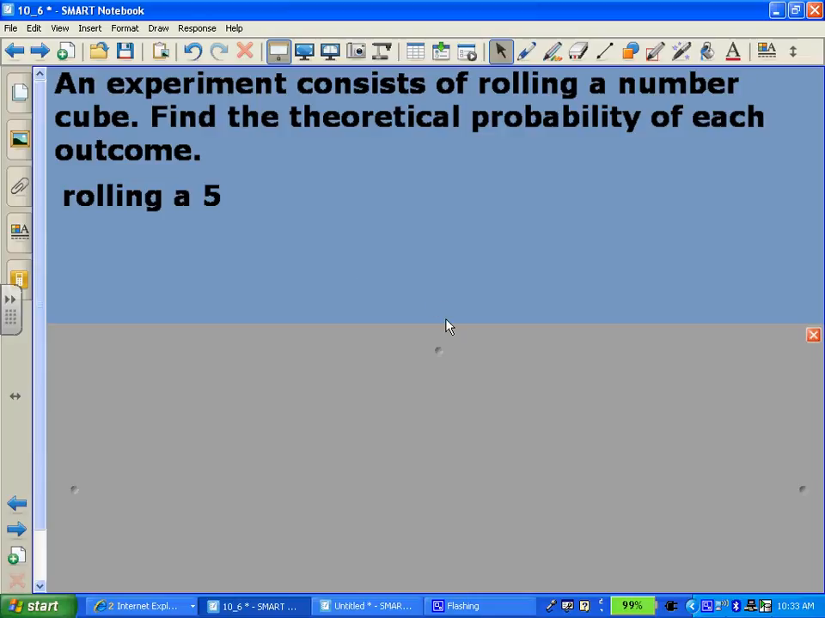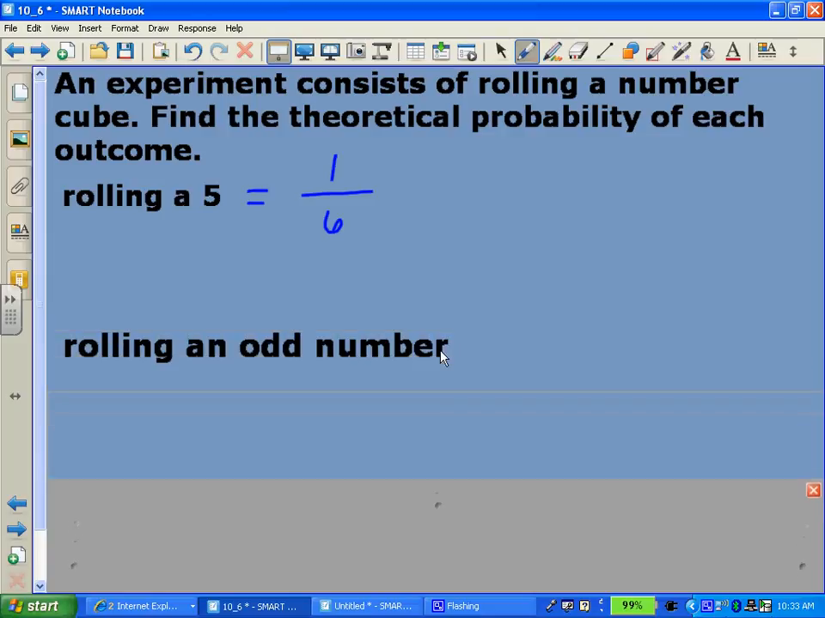For example, we have an experiment that consists of rolling a number cube. Find the theoretical probability of each outcome. A number cube has 6 numbers on it: 1, 2, 3, 4, 5, 6. What would the theoretical probability be of rolling a 5? There's 1 five on there, so that's going to go on top. And then how many equally likely outcomes are there? There's 6. So the theoretical probability of rolling a 5 would be 1/6.